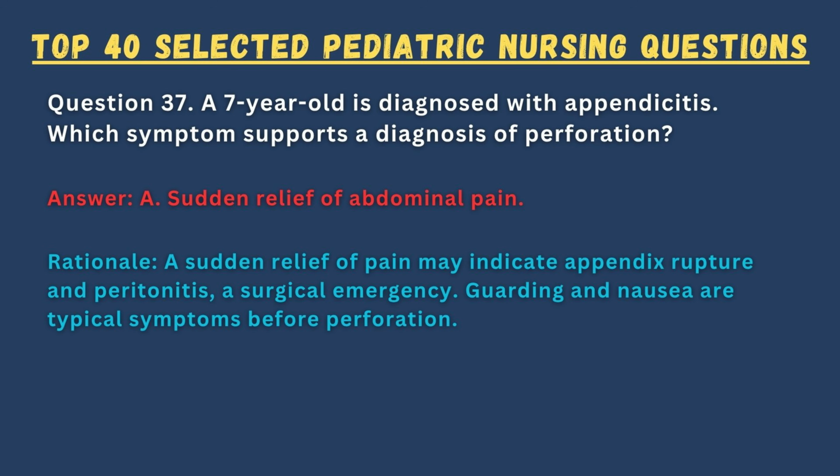Answer. A. Sudden relief of abdominal pain. Rationale. A sudden relief of pain may indicate appendix rupture and peritonitis, a surgical emergency. Guarding and nausea are typical symptoms before perforation.